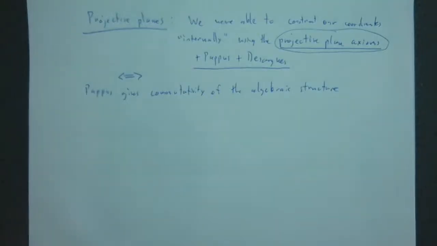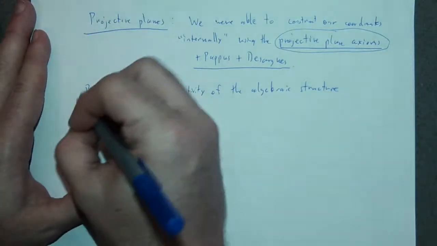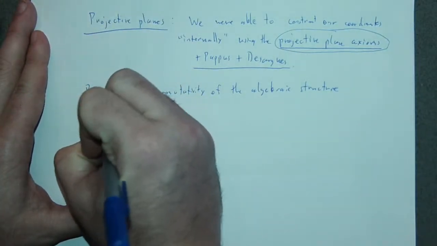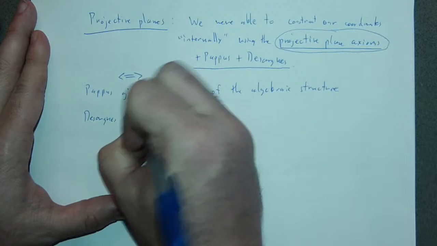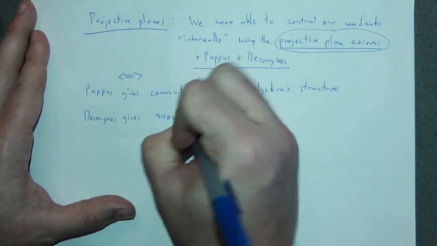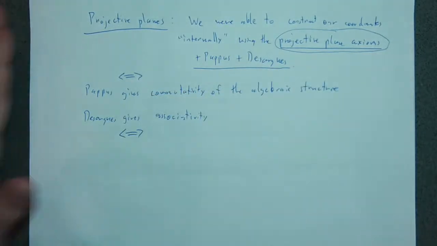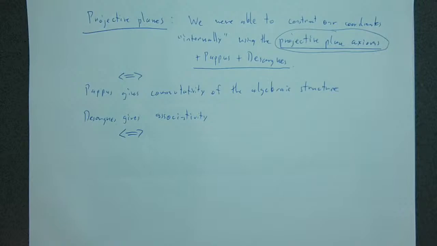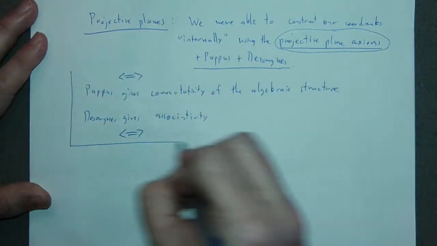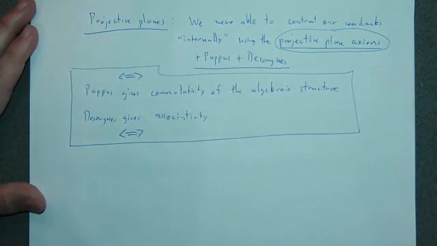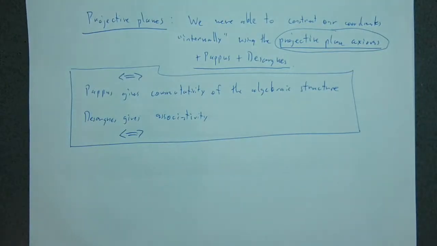All right. In fact, on your exam, you did the exact same thing for the vector Desargues theorem, and that was true because of associativity, right? So Desargues gives associativity. And again, this is an if and only if thing. If you started with an algebraic structure that was associative, you would get the Desargues theorem out of it, just like we did before. Okay?